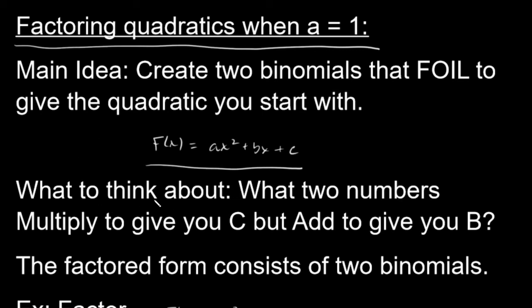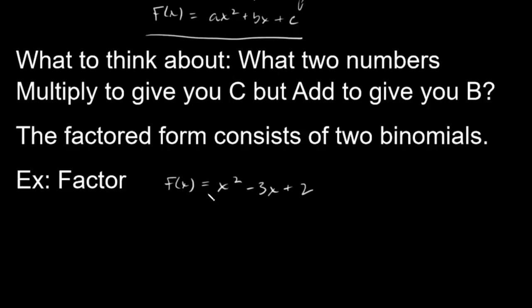So like I said, don't write all this down. You've already got this in your notes. It's like 1 point something. What two numbers multiply to give you c, the final number here that doesn't have an x with it, but add to give you b, the number tied with the x to the first power? That's the idea. And the factored form will consist of two binomials.